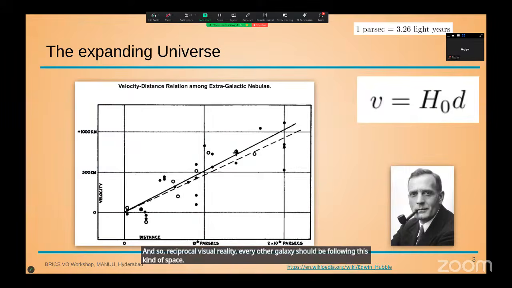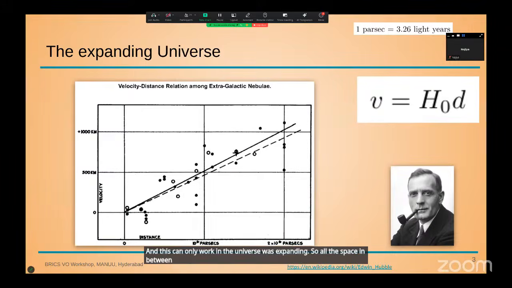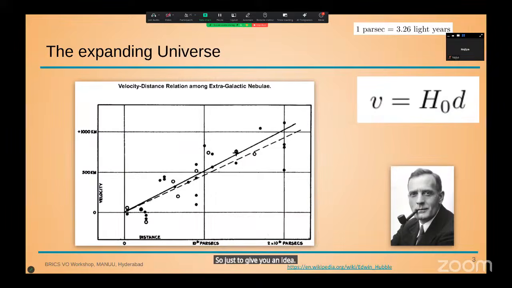And this can only work if the universe was expanding. So all the space in between all these galaxies, if it is expanding, then this is exactly what you expect to see. So just to give you an idea, let's consider a meter scale.